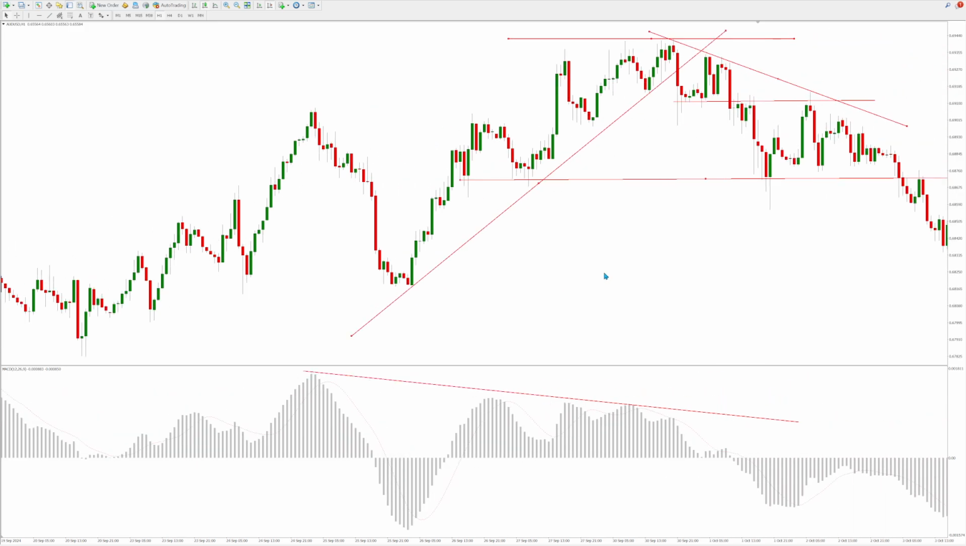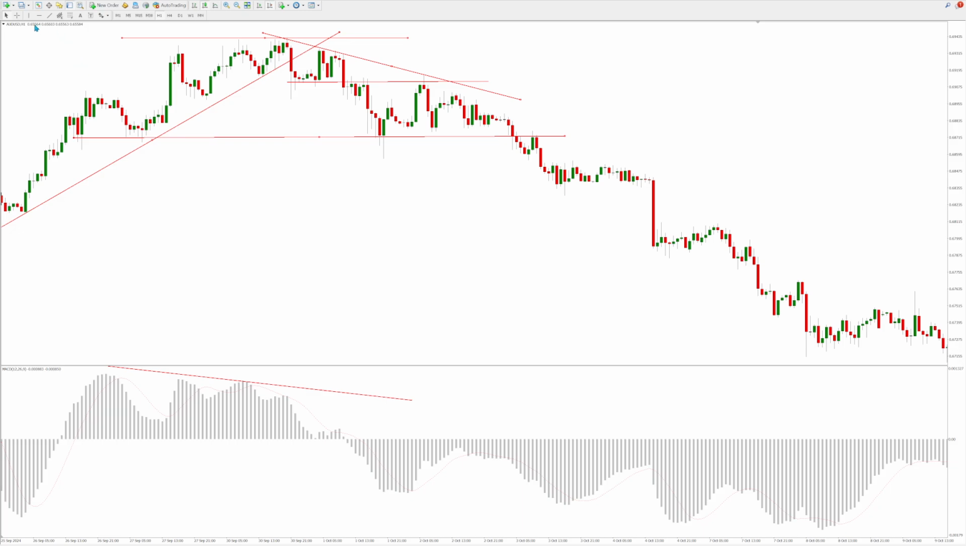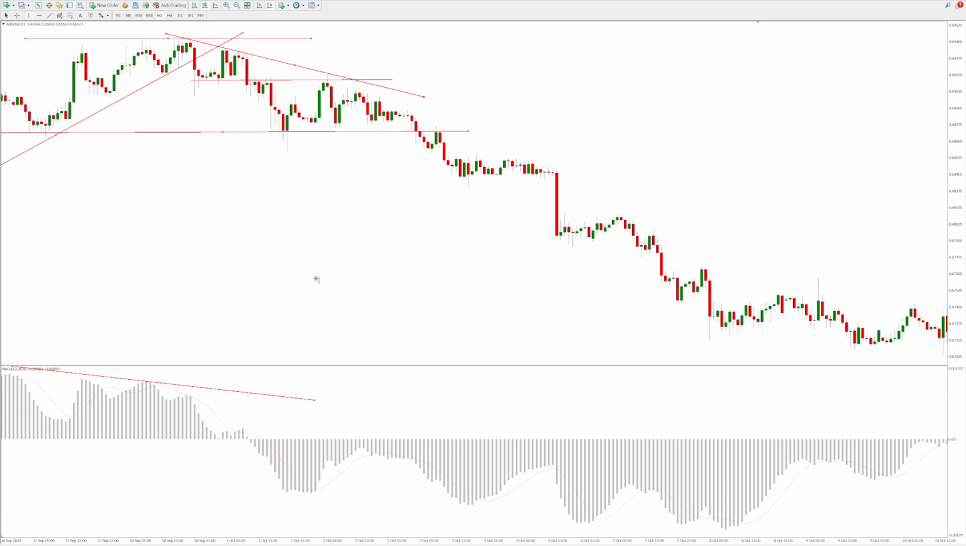So they're the key components of the MACD. Got them out of the way. Now the MACD crossover strategy. With this crossover strategy, we've established the trend.